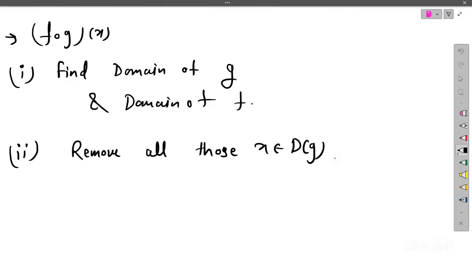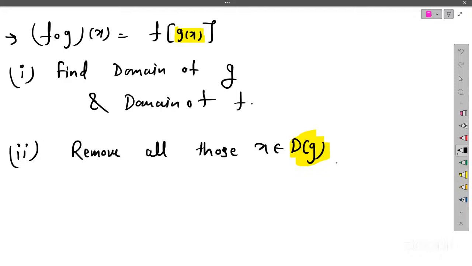And why am I saying domain of g? Because this is f of g of x. So ultimately, whatever x you want to take, first of all g of x should be well defined. G of x being well defined means x should be part of the domain of g. So to find the domain of f composite g, the first thing is to find the domain of g and the domain of f. The second thing is you have to remove points from the domain of g. And why are we using the domain of g? Because first we are applying g.